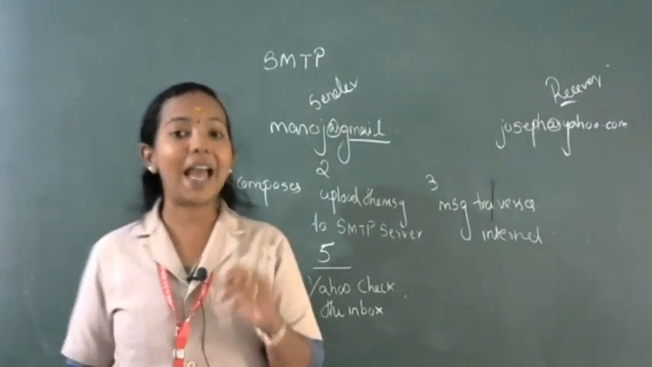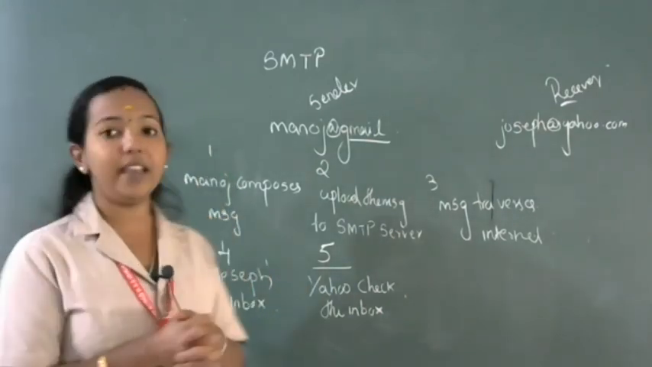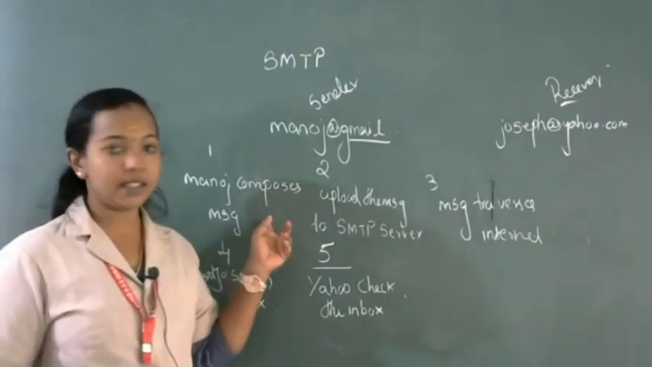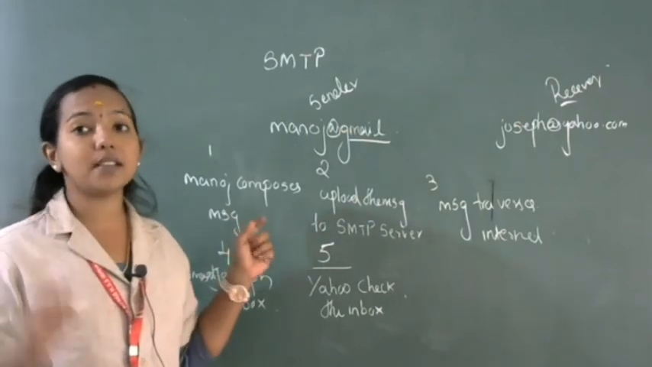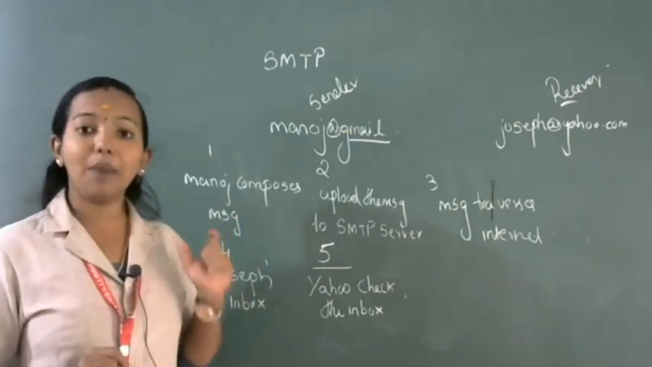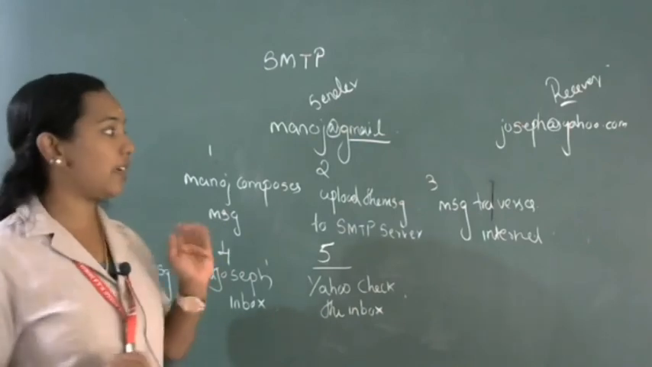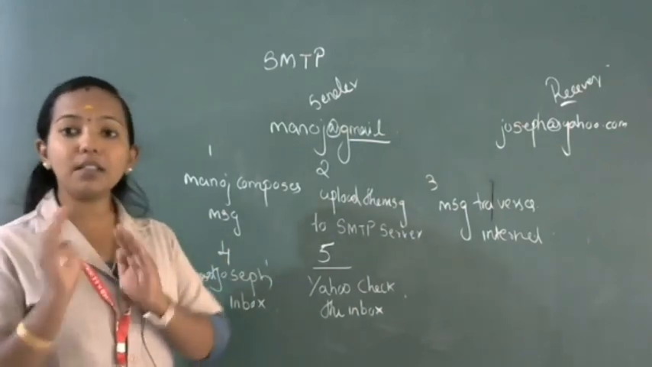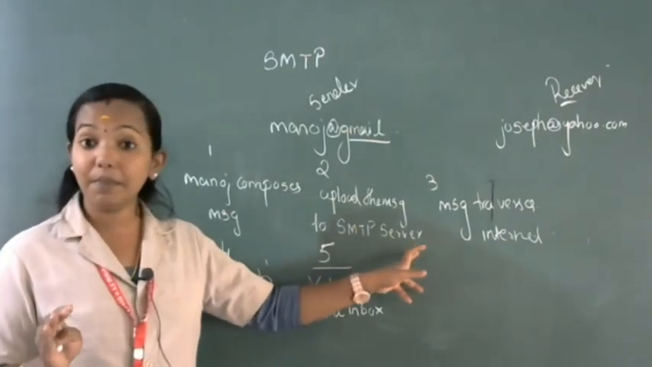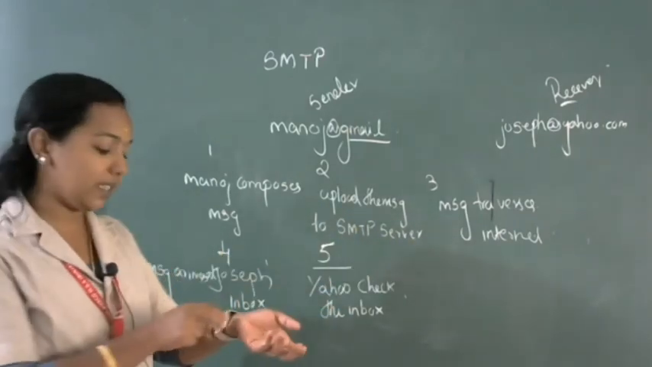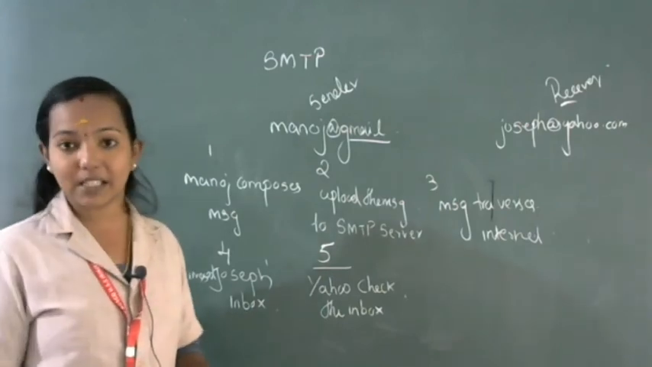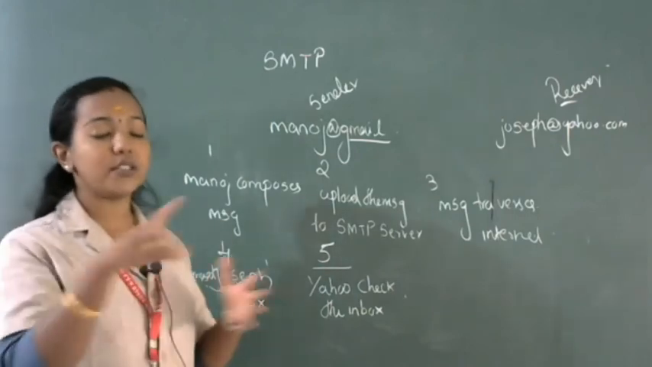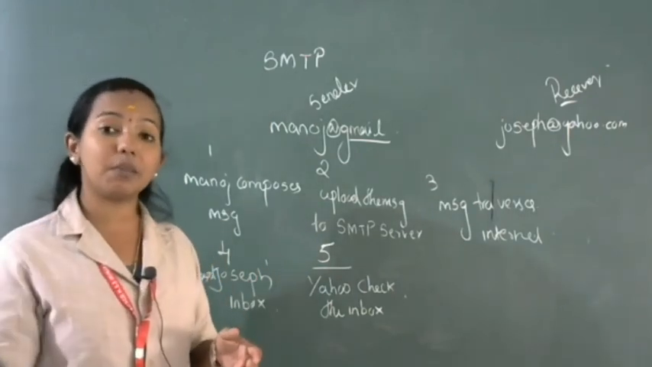Okay, so this is what actually happens when we are sending a message from sender to receiver. What will happen first? The sender composes the message. Here the sender is Manoj. Manoj composes the message using the Gmail service provider. Second step, upload this message to the SMTP server. What is the full form of SMTP? Simple Mail Transfer Protocol. Then the message travels in the internet router to router.